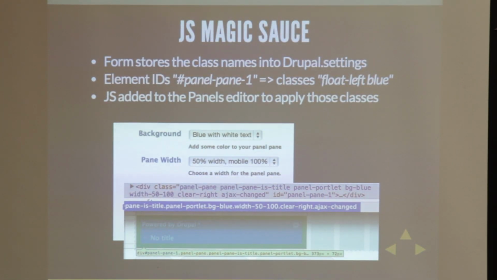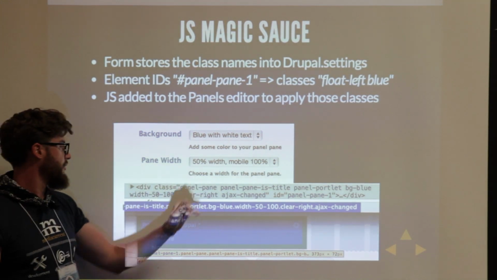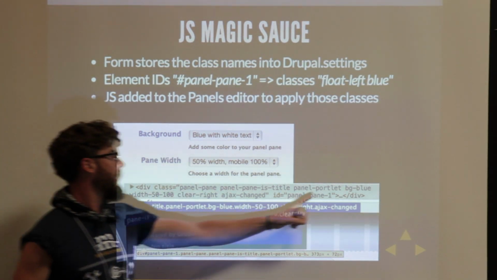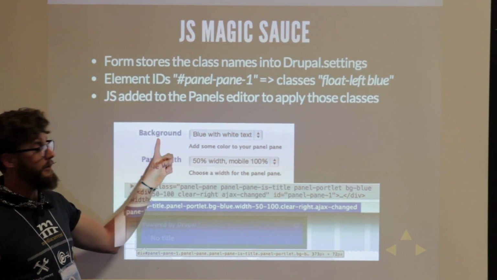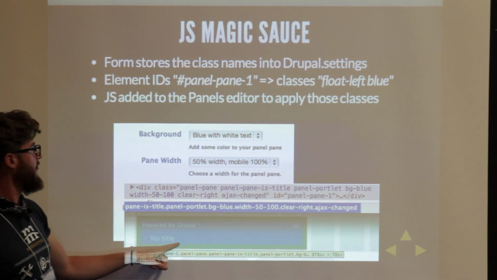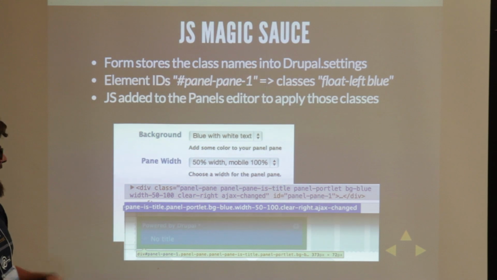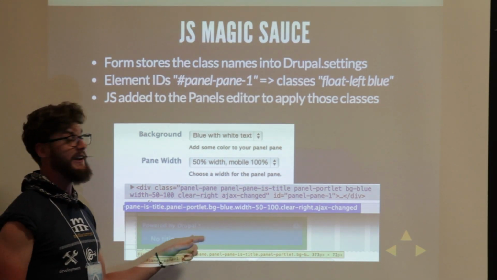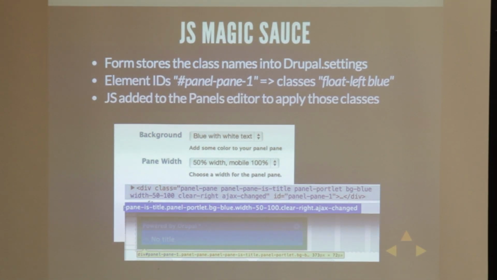And the magic sauce that applies these styles in the back end is all done through JavaScript, and you can see I'm just showing an example here of how when we chose background blue as the background here, this is the class that's getting added on, even though it's green for some awesome reason. This is getting injected in the back end through JavaScript.